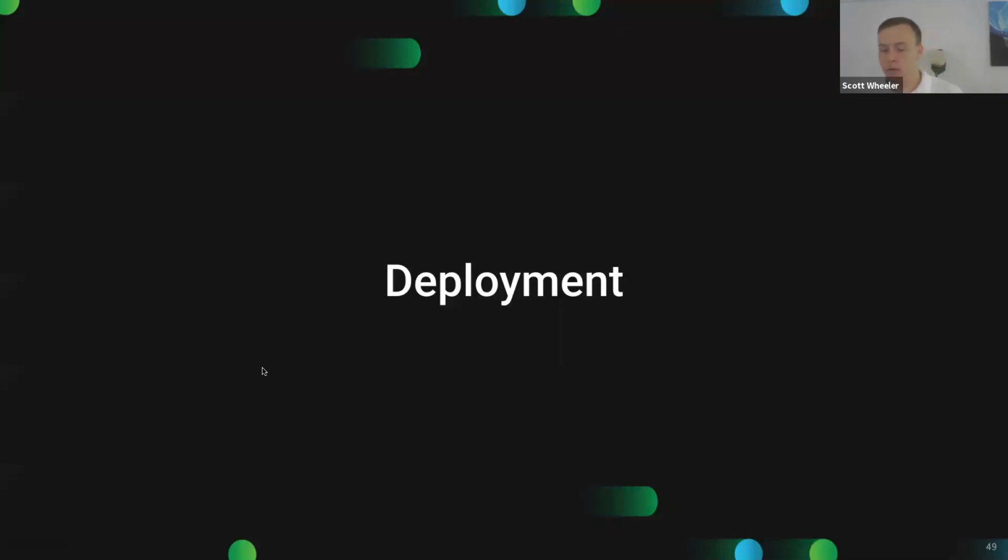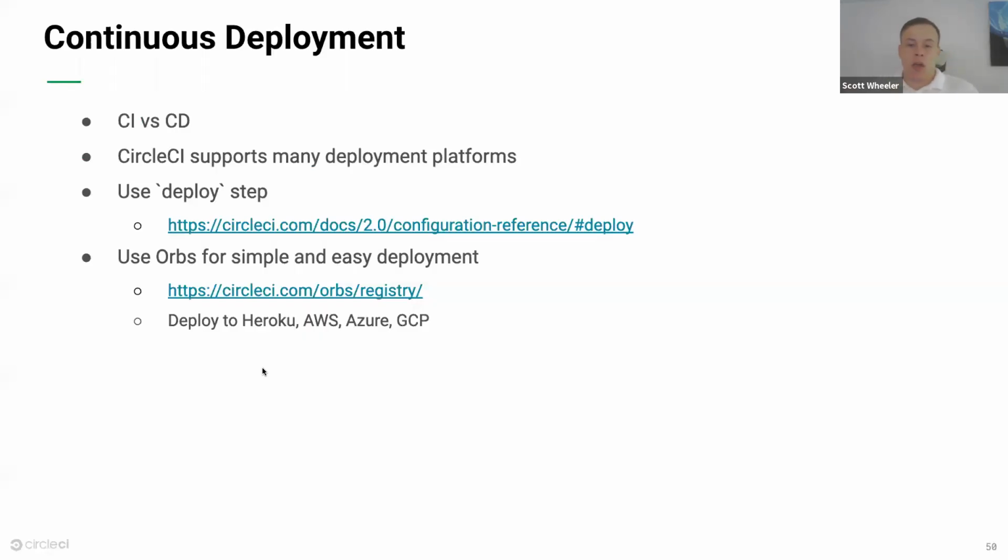Moving on to deployment. At CircleCI, continuous integration is used to test and merge changes into the main branch as often as possible. Continuous delivery is used to deploy those changes so that your users and customers can utilize them as fast as possible. We offer a couple different methods to perform continuous deployment operations. It can be done using the deploy step, or you can use Orbs for reusable config that helps deploy to your favorite cloud platforms like Heroku, AWS, Azure, or Google Cloud Platform.